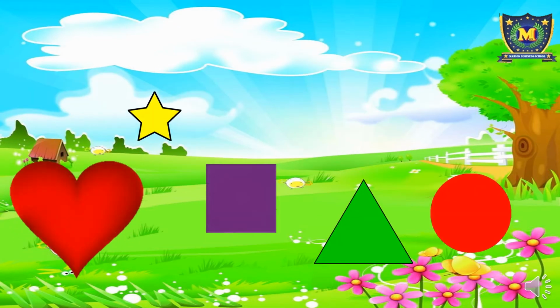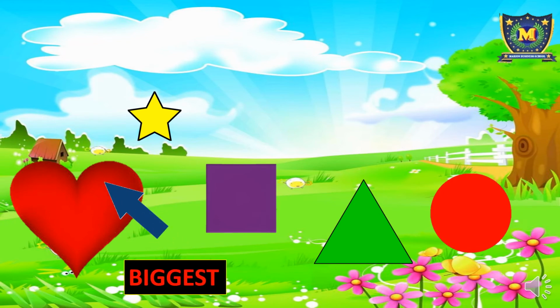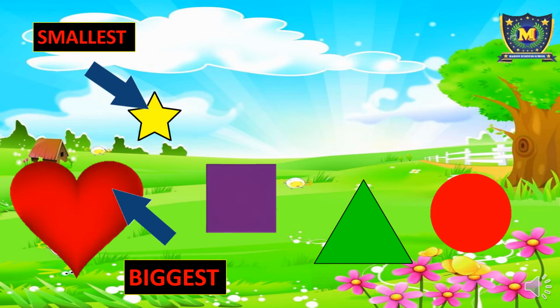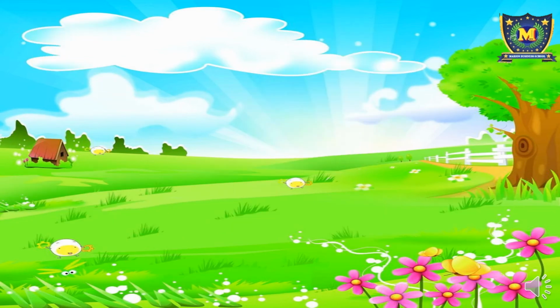Now, how about these shapes? Which one is the biggest and which one is the smallest? Let's start with the biggest. Yes, it's the heart shape. How about the smallest one? Yes, of course, it's the star. Great job.